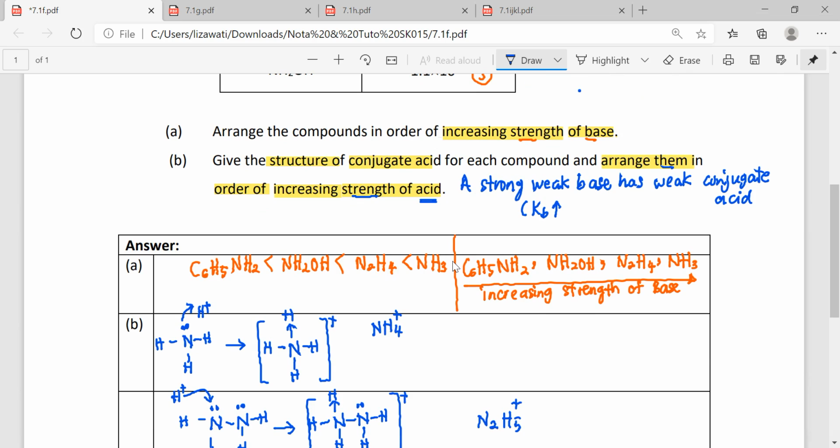Meaning that the weakest conjugate acid is NH4 plus, followed by N2H5 plus, next is NH3OH plus, and the strongest is the conjugate acid of aniline, C6H5NH3 plus.